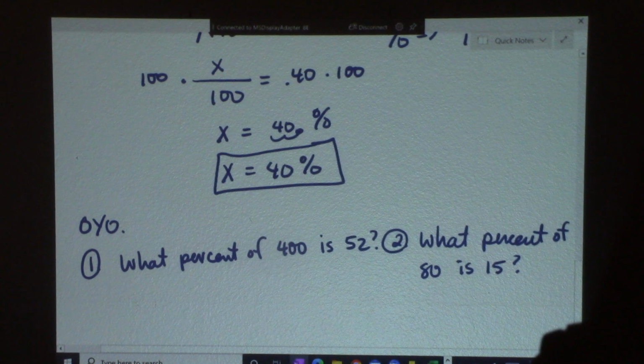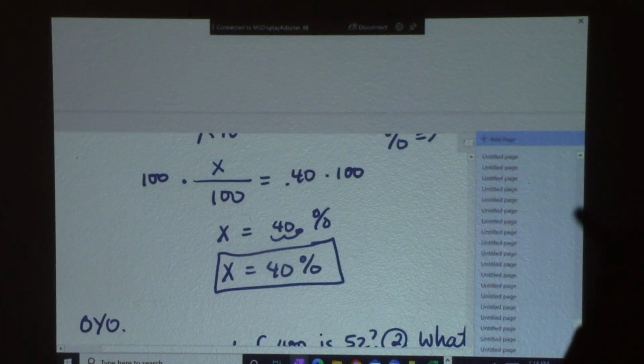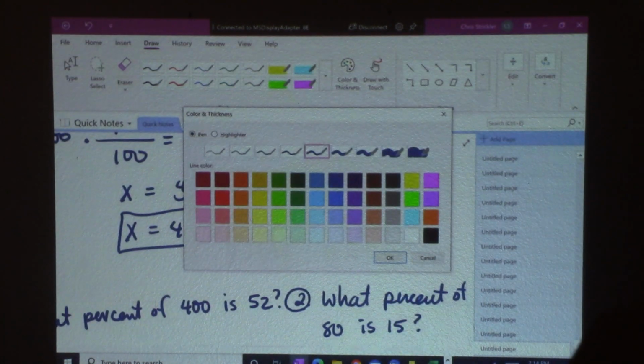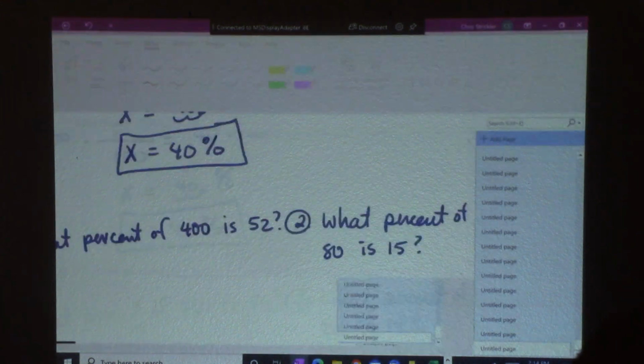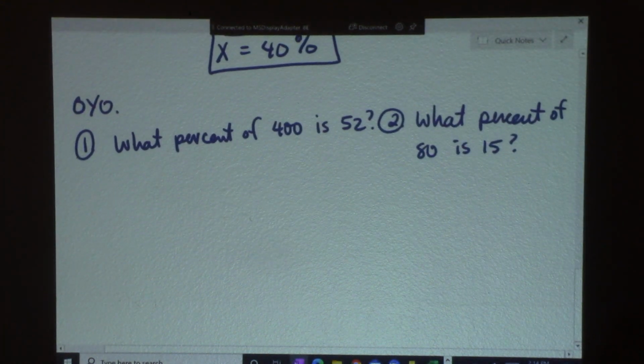Okay, we're back. I hope you tried those. I'm going to change colors and let's see what we get. What percent of 400 is 52? So I'm going to write X. Oh, it didn't actually take.